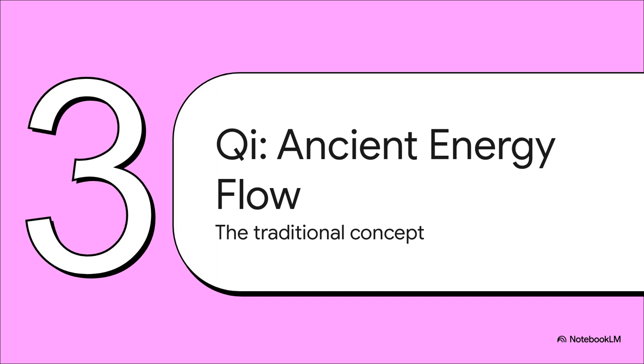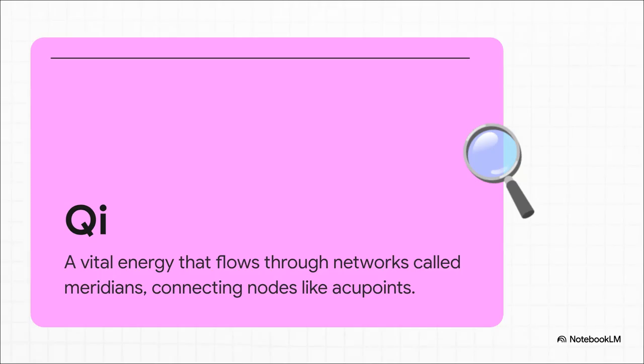Now, we're going to switch gears completely and talk about the ancient concept of qi. Okay, so in traditional Chinese medicine, qi is considered the body's vital life force. But, and this is important, it's not some static blob of energy. Its entire nature is about movement. It's described as flowing through a specific network of pathways. These are called meridians that connect at key nodes or acupoints.